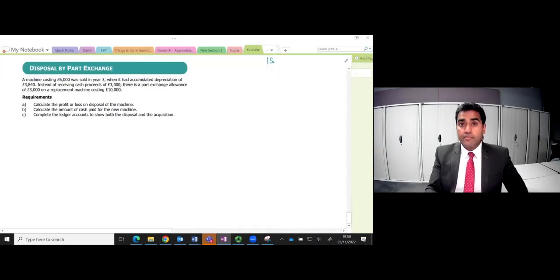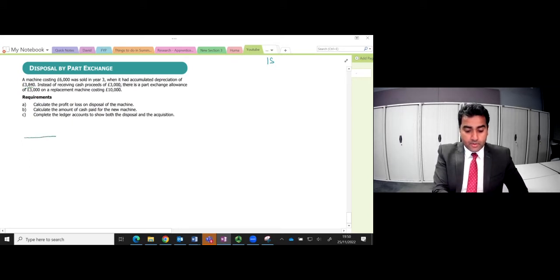In case of part exchange of the asset, it says a machine costing £6,000 was sold in year 3, when it had an accumulated depreciation of £3,840. So these are my opening balances.